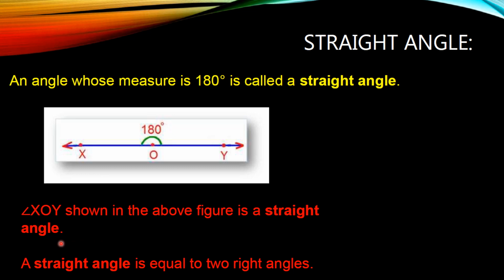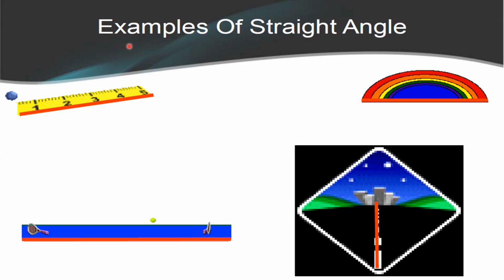Okay, my dear children, a straight angle is equal to two right angles. Okay, my dear children, understood this point? Right. See these examples of straight angle. Okay, my children, see here, this is an example for a straight angle. This is also an example for a straight angle. This angle, this is also an example for a straight angle. This is also an example for a straight angle. Okay, my children, the two arms of the angle lie on the same line. Okay, my children, understood this point?